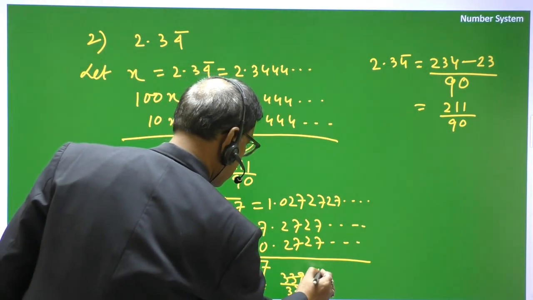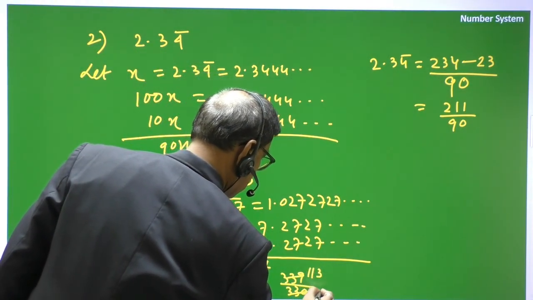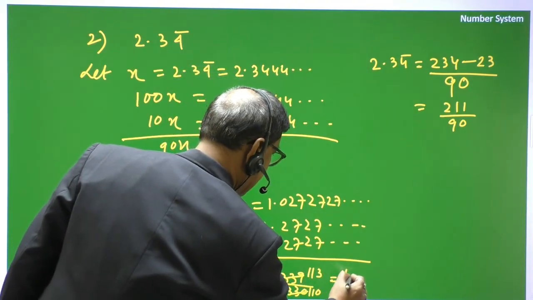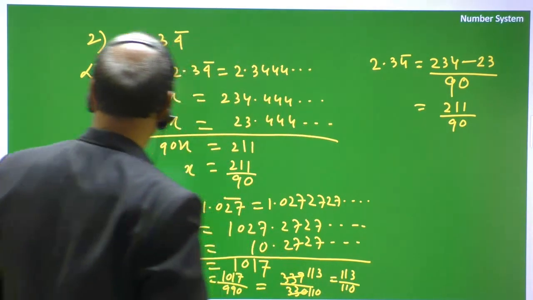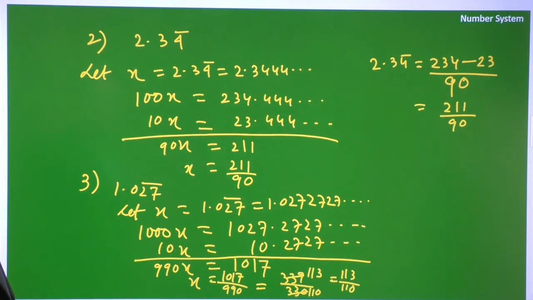So 113 upon 110. 113 upon 110, this is the P by Q form. Yes, this part is clear.